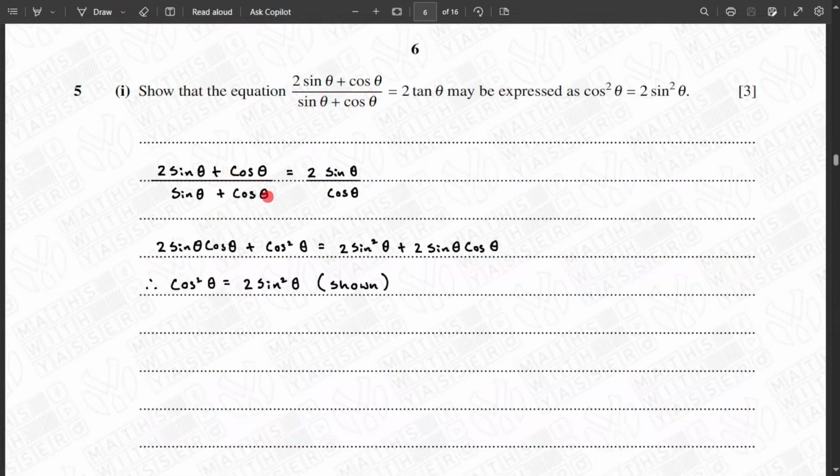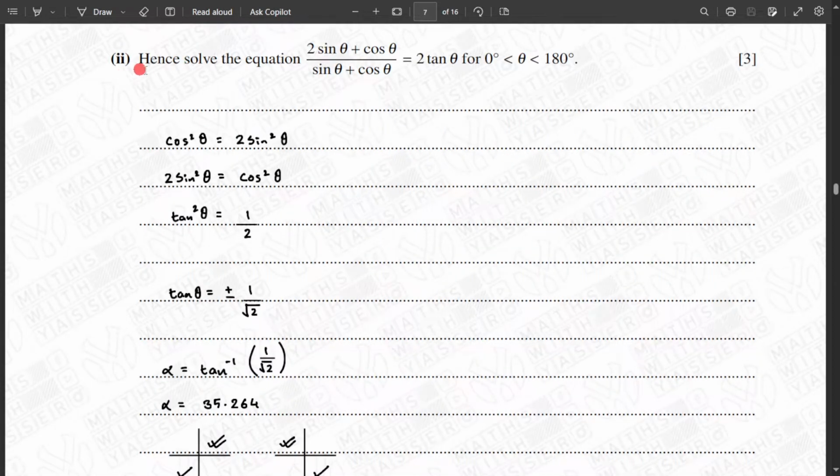If we cross multiply, when cos theta is multiplied with this whole expression, this will become 2 sin theta cos theta plus cos squared theta, equals, this 2 sin theta will get multiplied with sin theta plus cos theta, which gives us 2 sin squared theta plus 2 sin theta cos theta. Since we have 2 sin theta cos theta on both sides, we can cancel them and we are left with cos squared theta equals 2 sin squared theta, which was required to express.